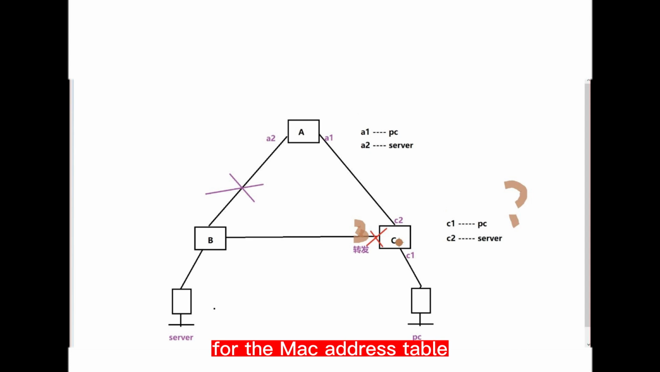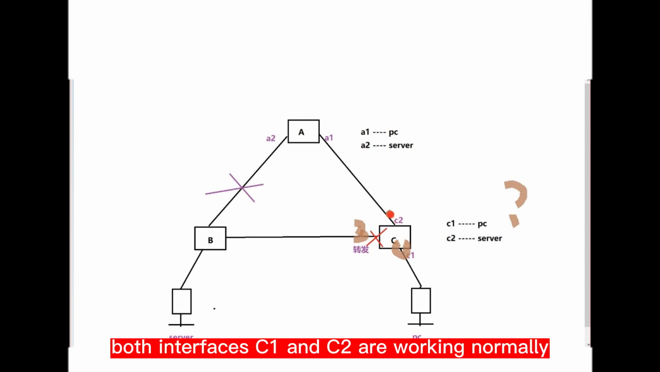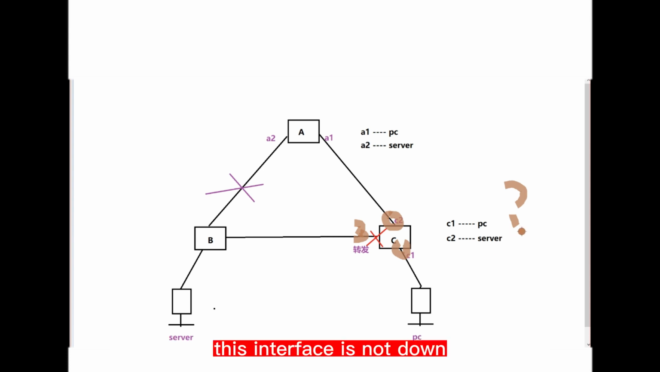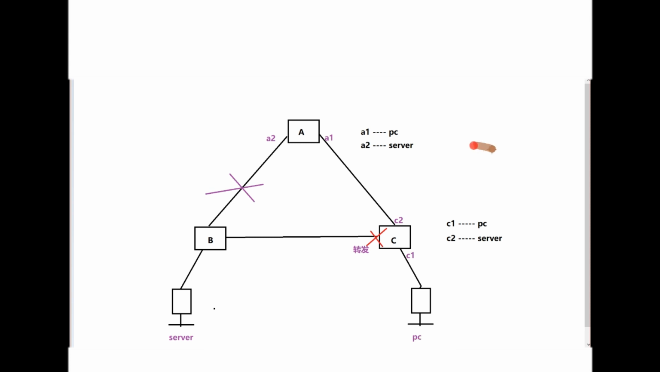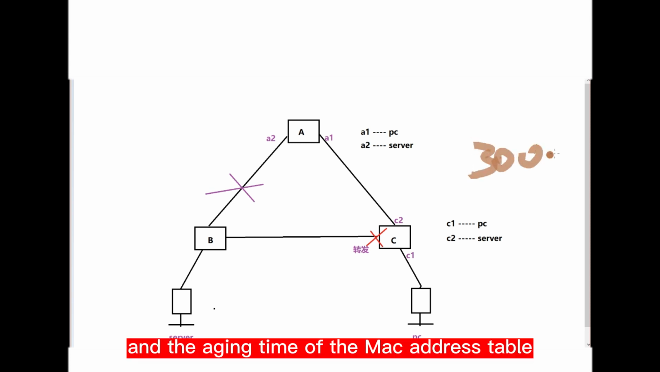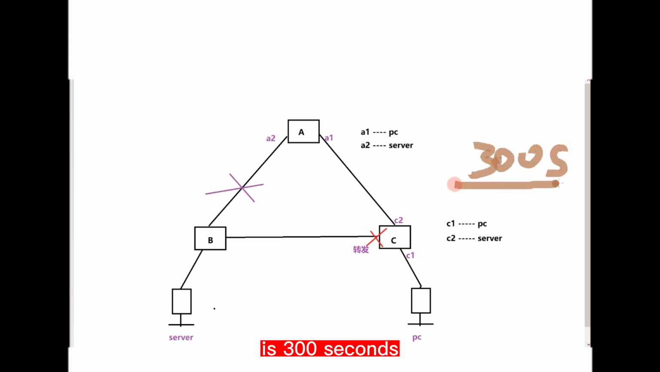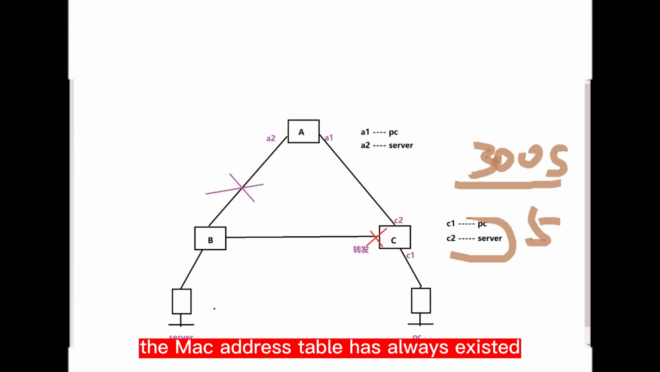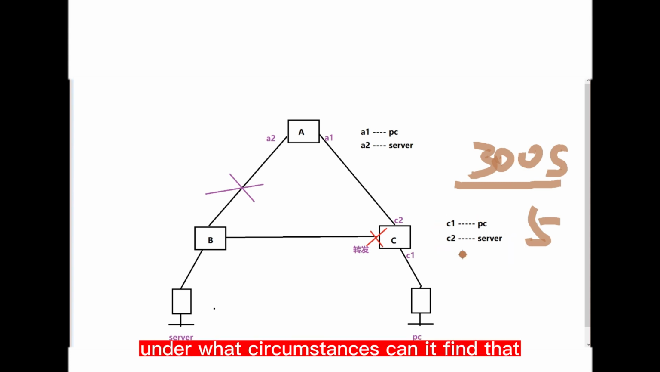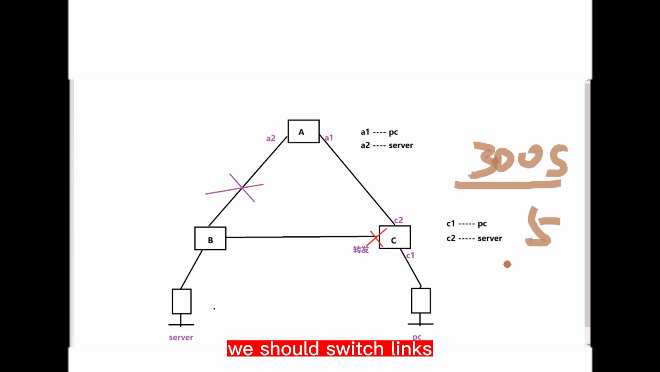For the MAC address table, both interfaces C1 and C2 are working normally. This interface is not down. Then this entry exists, and the aging time of the MAC address table is 300 seconds. For switches, 300 seconds is 5 minutes. The MAC address table has always existed. Under what circumstances can it find that we should switch links?